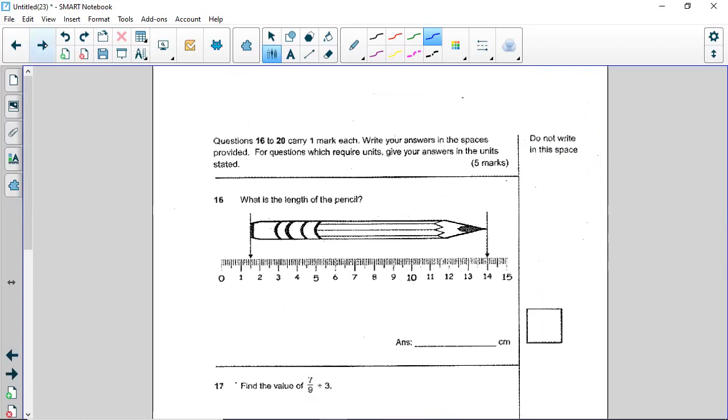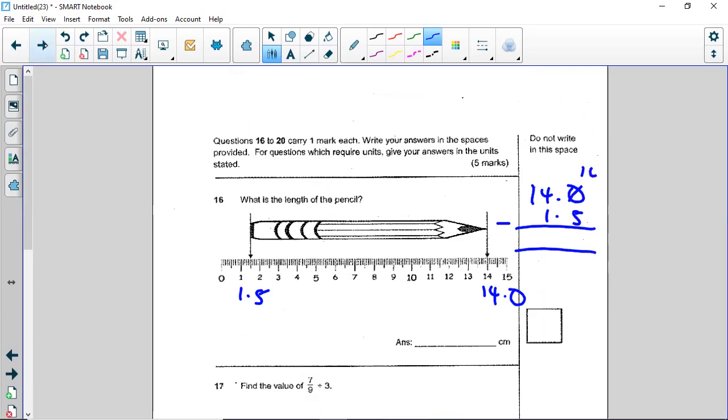Okay, what is the length of the pencil? You look at the ending point, 14, right? And this one is 1.5. But you cannot minus a whole number with a decimal. You have to change the whole number into a decimal before you can minus. So 14.0 minus 1.5. And then what do you do?